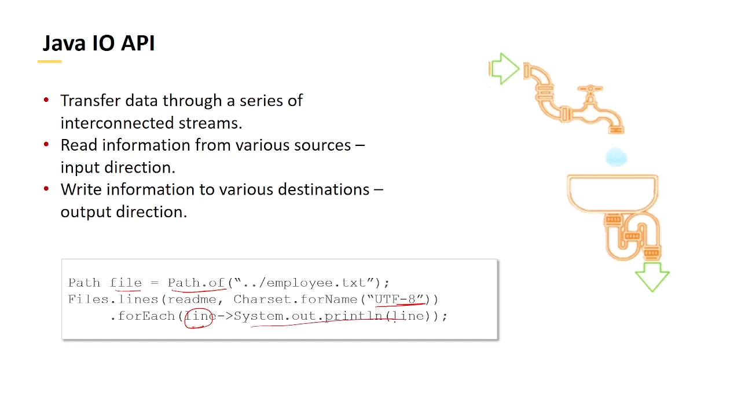So System.out.println is actually a statement which prints. Whenever you have to print something, you have to write System.out.println, and then write whatever you need to print. So what we are doing is, for each line, we are printing that particular line. So this is the Java I/O API.